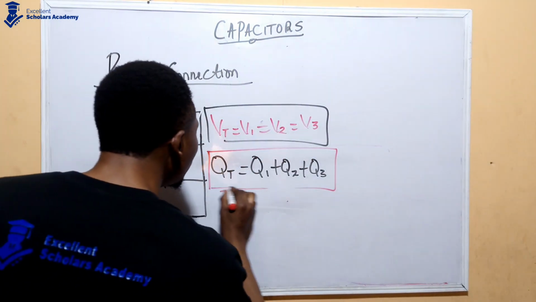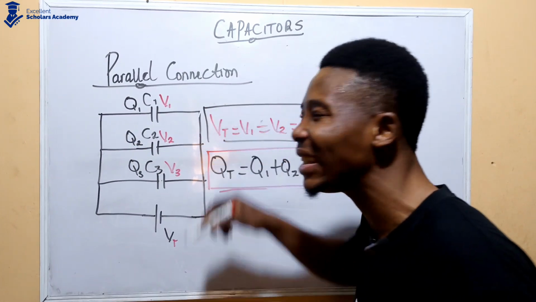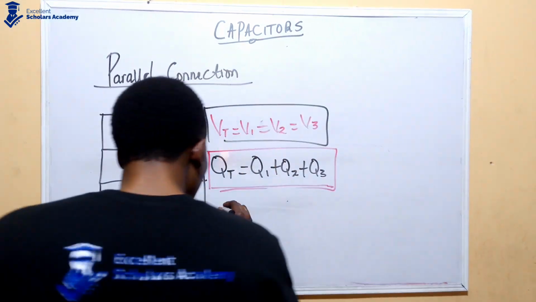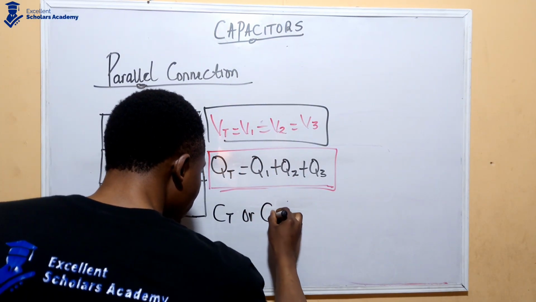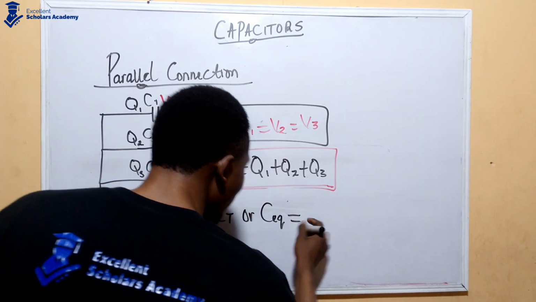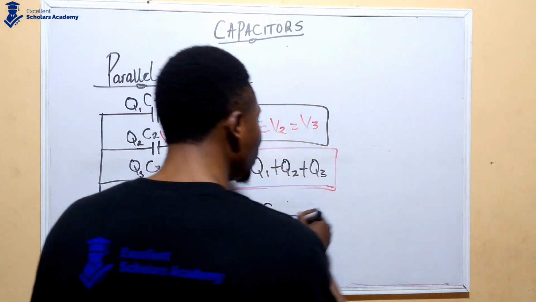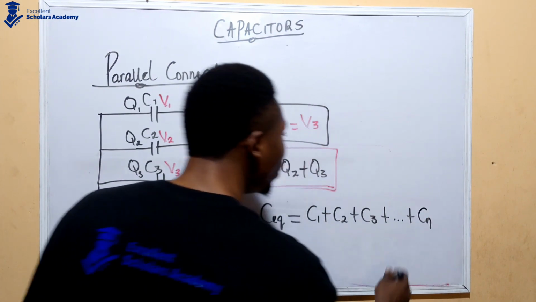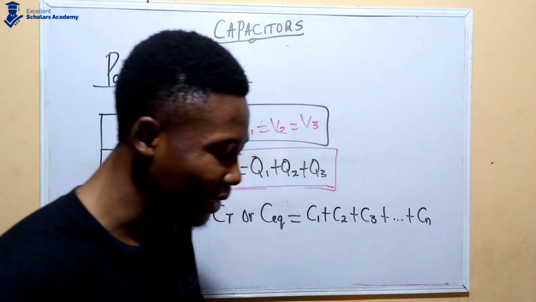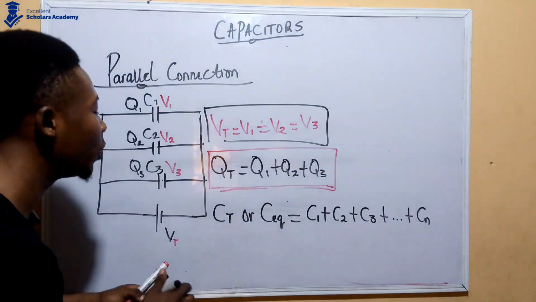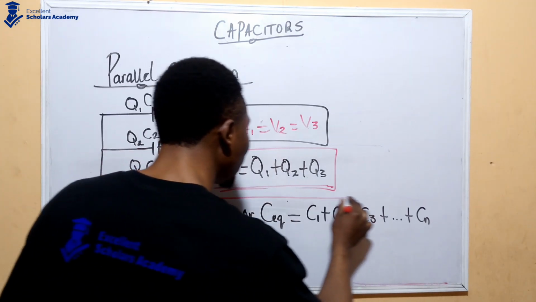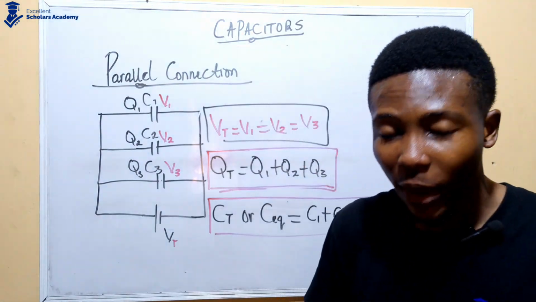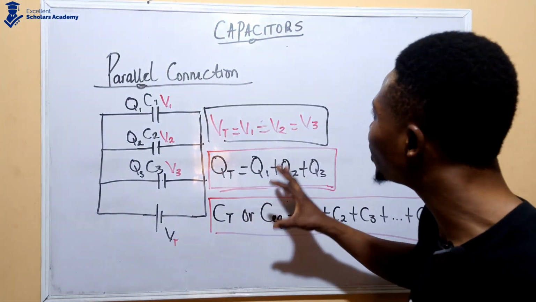Now, for us to find the total capacitance for capacitors connected in parallel, or the equivalent capacitance, how do we do that? We say CT or CEQ, subscript EQ, that's either the total capacitance or the equivalent capacitance. It is going to be C1 plus C2 plus C3 plus as many capacitors as you have in that circuit connected in parallel. So to find the total or equivalent capacitance, we use C1 plus C2 plus as many more capacitors as you have. All right, so that is what you need to take note of.